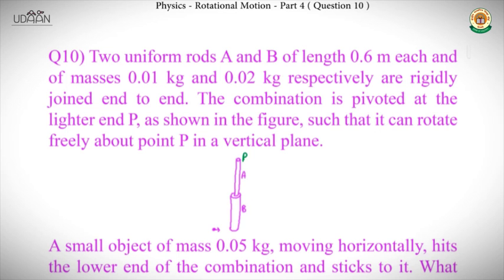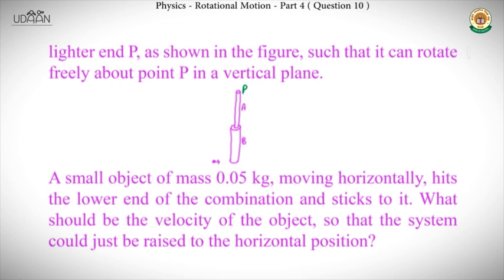A small object of mass m equals 0.05 kg moving horizontally hits the lower end of the combination and sticks to it. What should be the velocity of the object so that the system could just be raised to the horizontal position? This question is extremely important from the JEE point of view. Right. So let's see how we go about solving this.